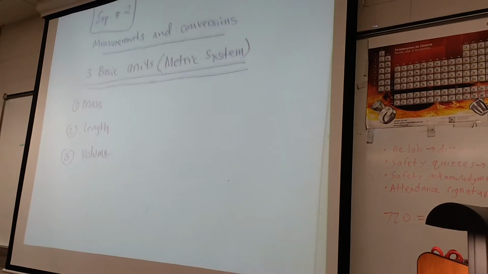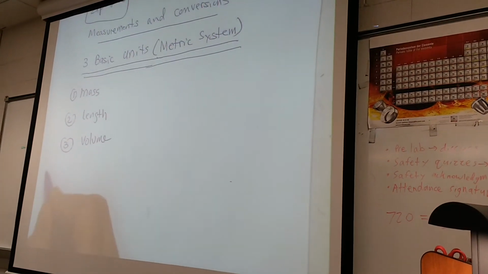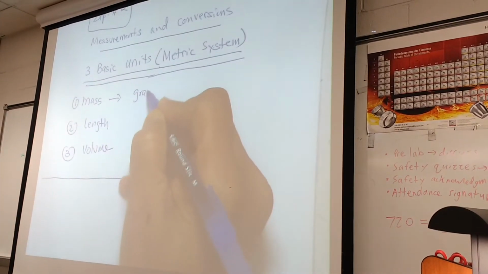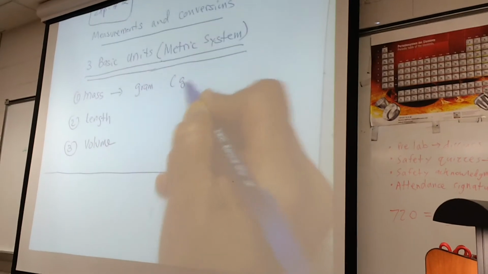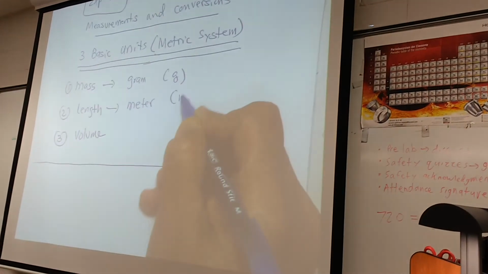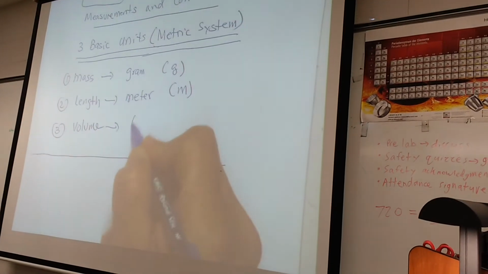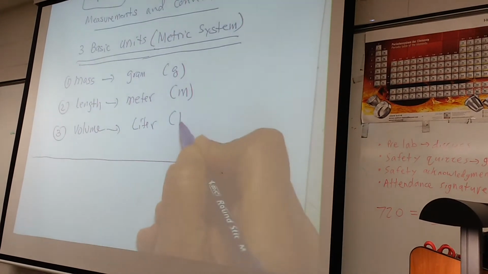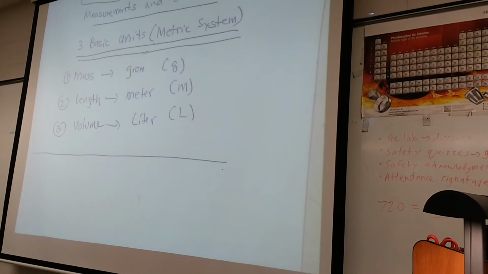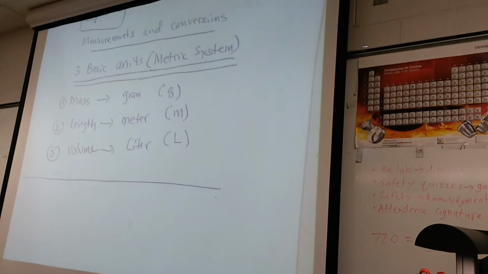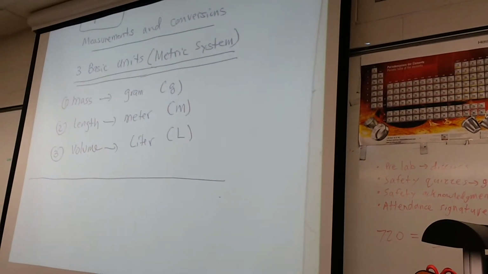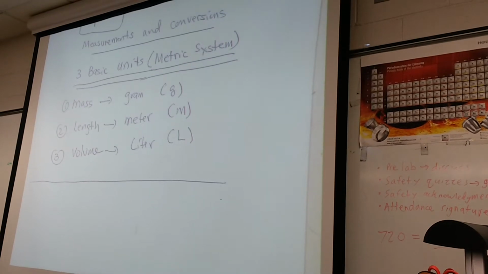For the mass today, the basic unit is grams, correct? And the symbol is G. Here we have the meter, and the symbol is M. And here we have a liter, and the symbol is L. So those are the three basic units for the metric system, and we'll go through them one by one, correct?